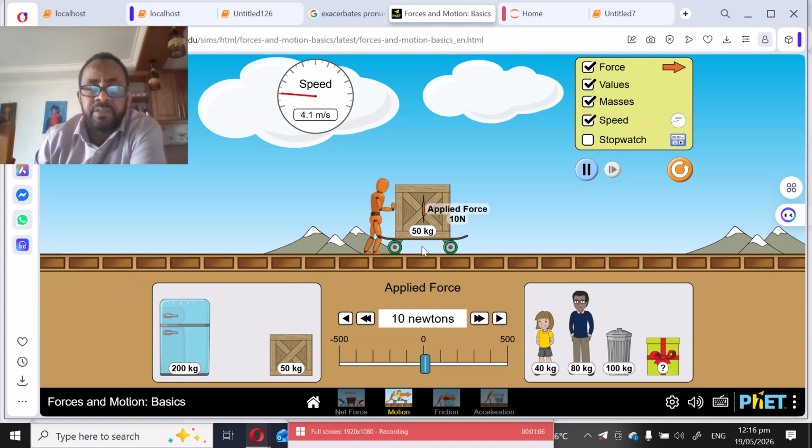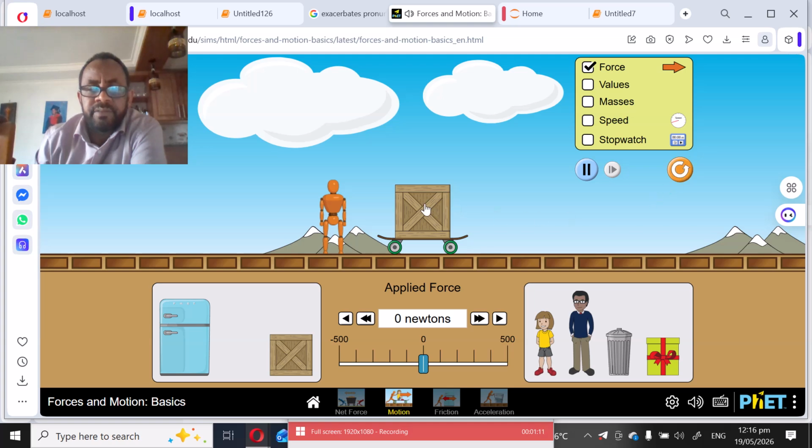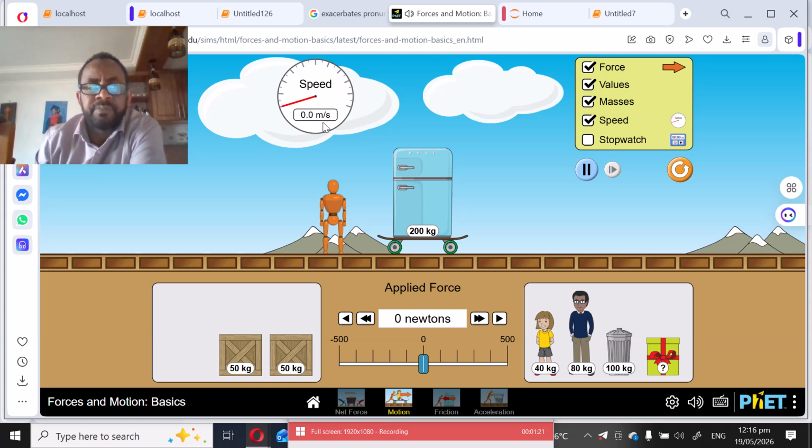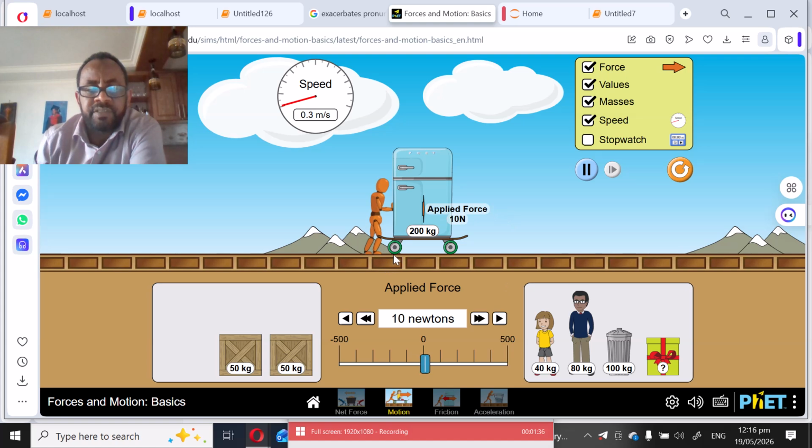Let's change this box also. Stop first, then reset, then go back, and replace this 50 kilogram by 200 kilogram. Take the values again, mass and speed, and this is 200 kilogram. You have the observation before for 50 kilogram here also. Give 10 Newton and observe the acceleration. It accelerates very slowly, and the speed also changes slowly.